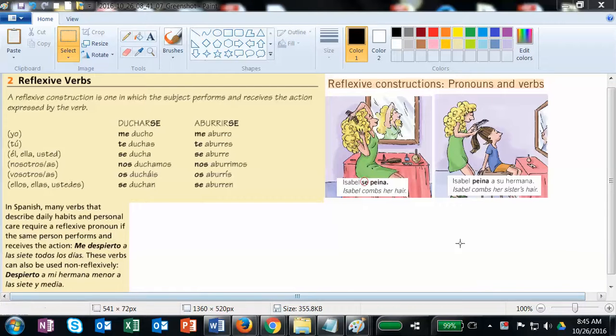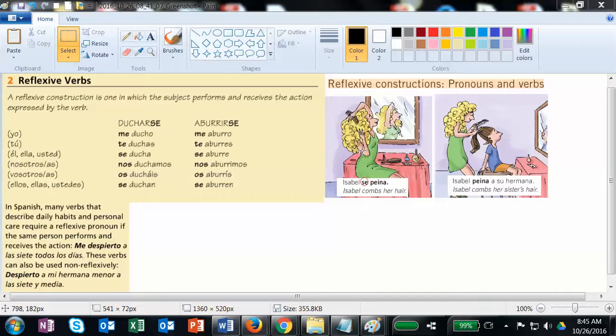So for example, here we have Isabel, and in both of these scenarios, she's combing. Here, she's combing her sister's hair. So Isabel is the subject. She's the one doing the combing, but she's not the one who's being combed. It's her sister. So this one is not reflexive because the subject is Isabel and the object, the one who is not doing the action but is receiving the benefit of the action, is a different person. It's her sister.